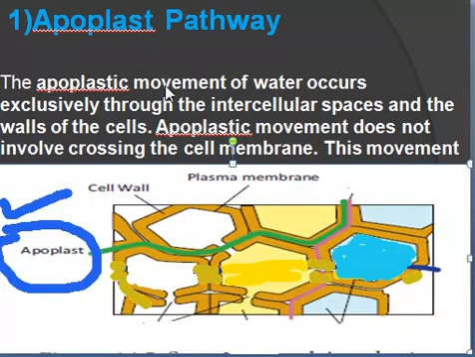In the apoplast pathway, the movement of water occurs exclusively through the intercellular spaces and the walls of the cells. Apoplast movement does not involve crossing the cell membrane. This movement is faster than the symplast pathway because water need not cross the cytoplasm or cell.